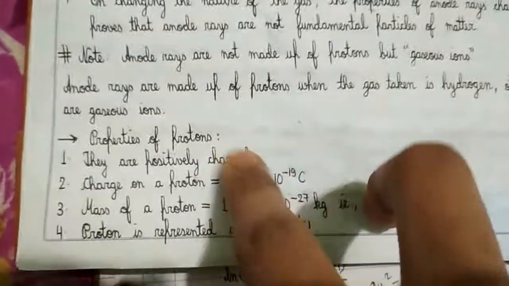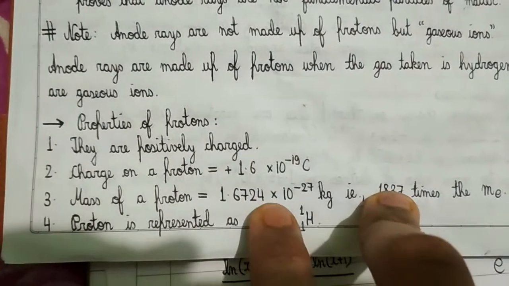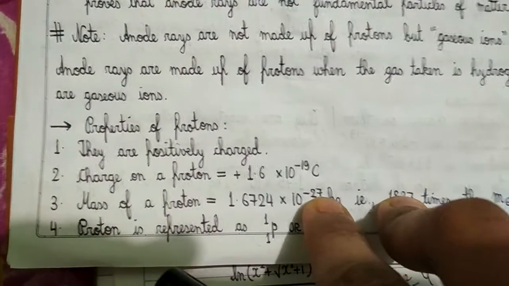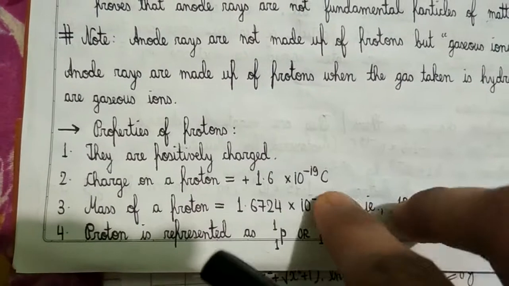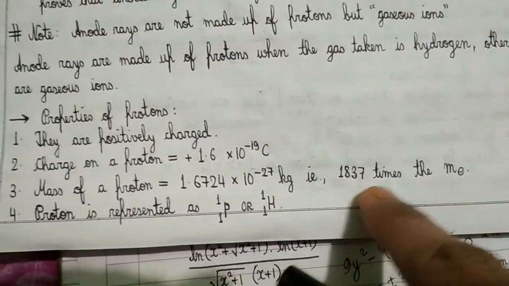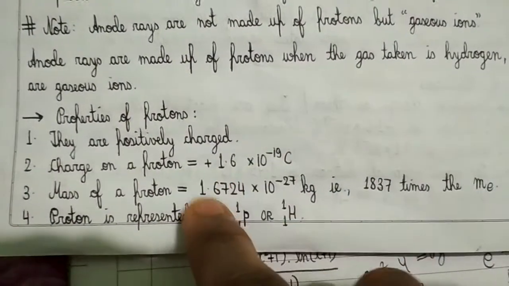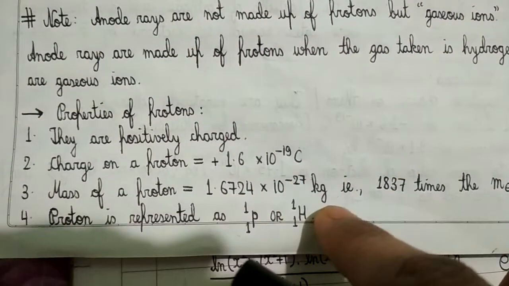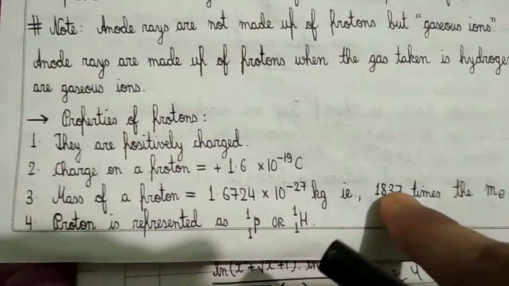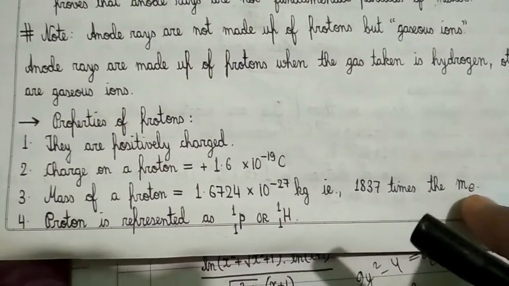Then we have the mass of a proton. It was calculated to be 1.6724 into 10 to the power negative 27 kilogram. That is 1837 times the mass of an electron. Again, 1.6724 into 10 to the power minus 27 kilograms, or 1837 times the mass of an electron.